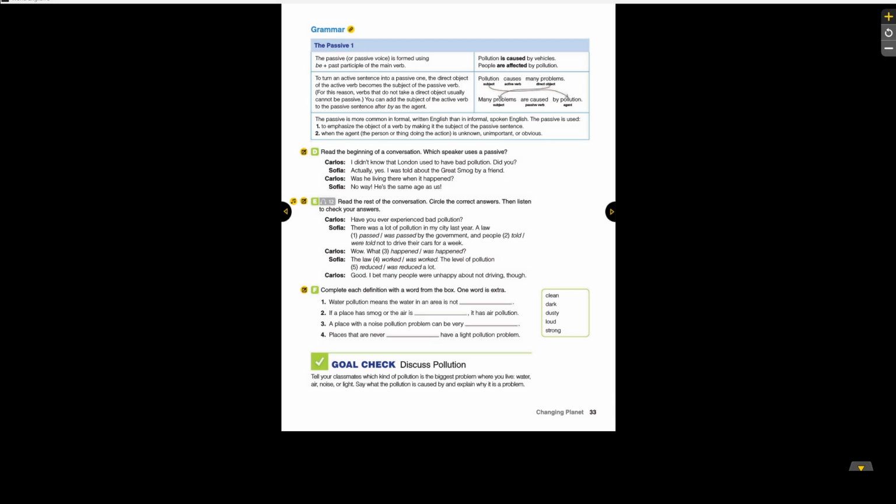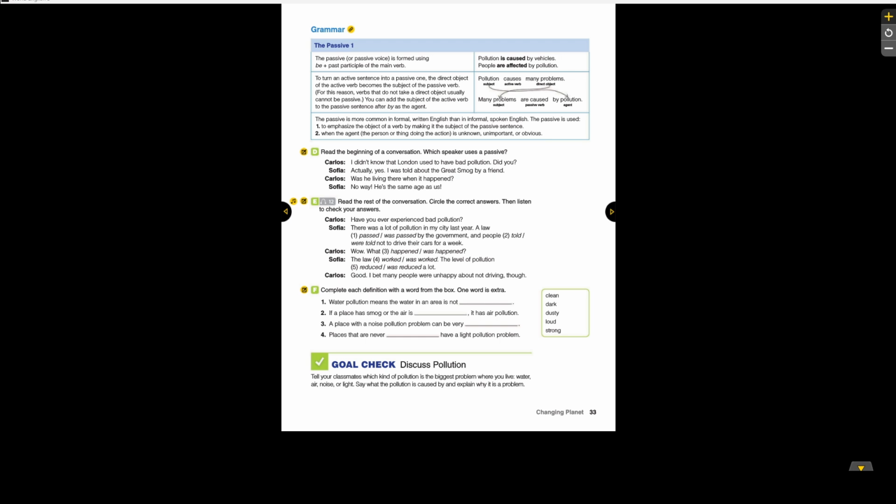Welcome to the grammar section of Unit 3. The grammar section here is the passive one. If you have a book, this will be on page 33. Now, what exactly is the passive? Well, if you can see here on the bottom, it tells you that the passive is more common in formal written English than in informal spoken English. It's used in spoken English, but not that much.